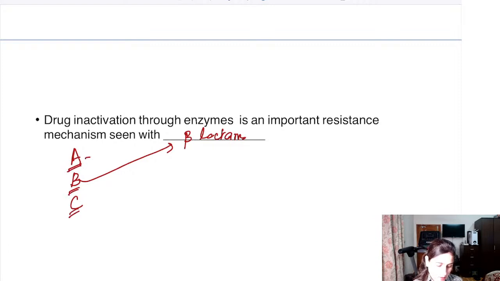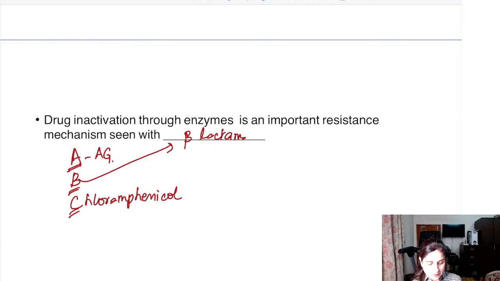A is for aminoglycosides. Okay. C is for chloramphenicol. Okay? A is for aminoglycosides. So these are the three important antimicrobials where enzyme inactivation is the most common way of acquiring resistance. A, B, C. Remember this.